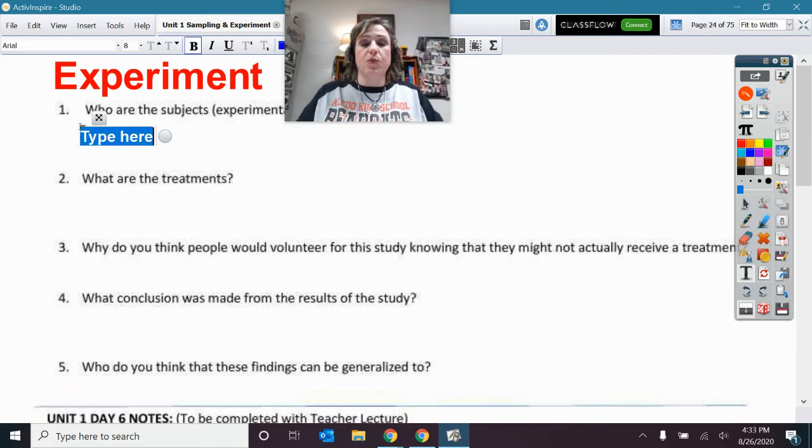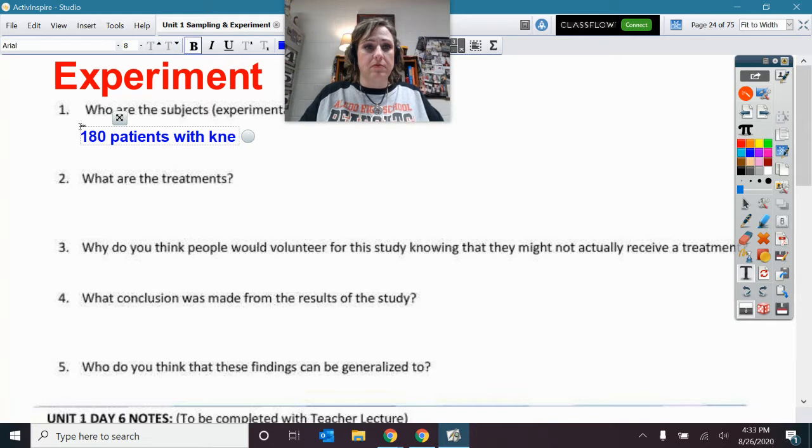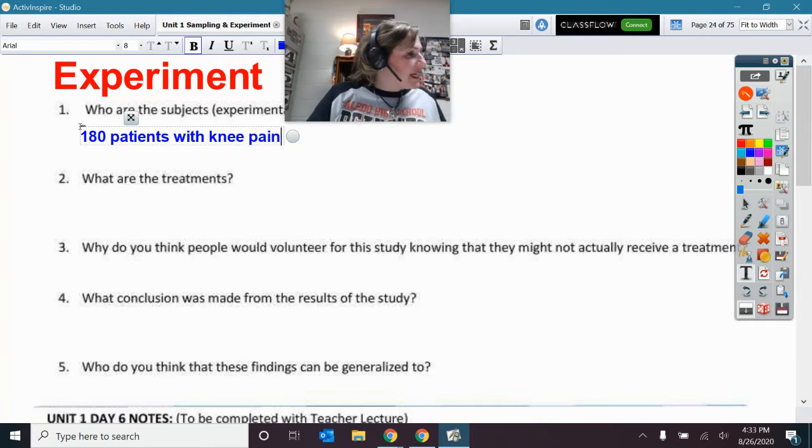So the ones that we had actually in your article, okay? Those were the 180 patients with knee pain. I had said it kind of in the third paragraph, at the very first of the third paragraph. Okay. All right. What are the treatments?